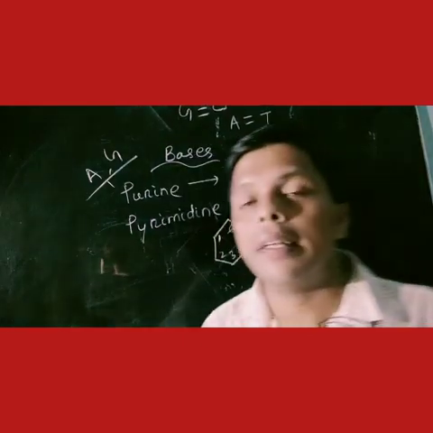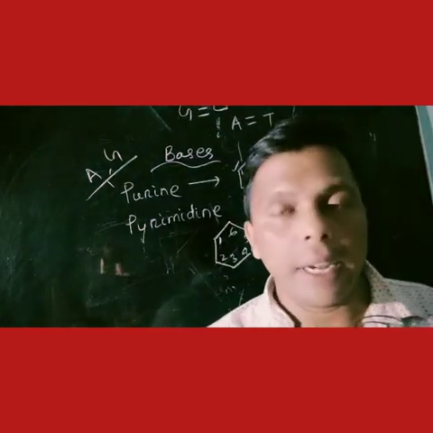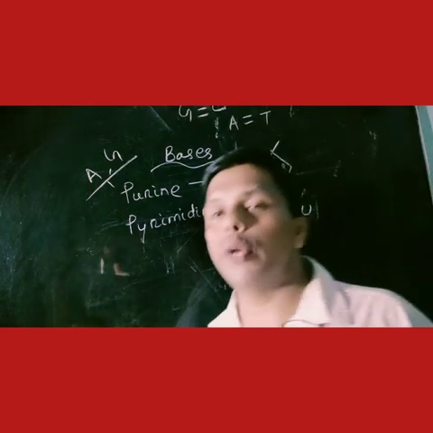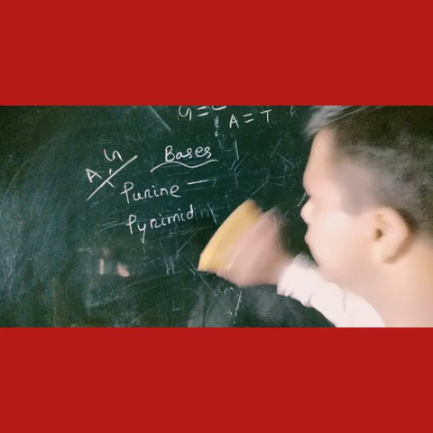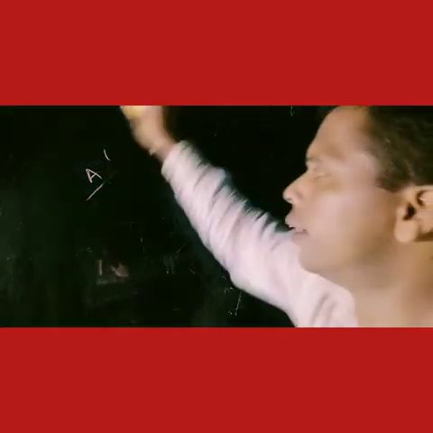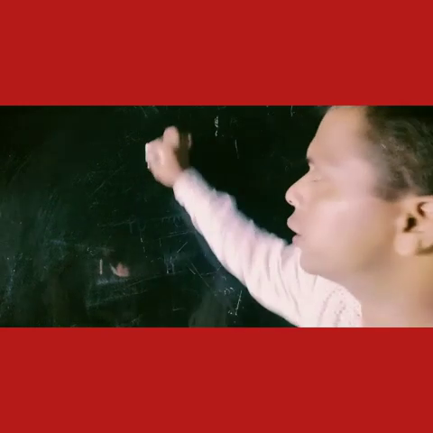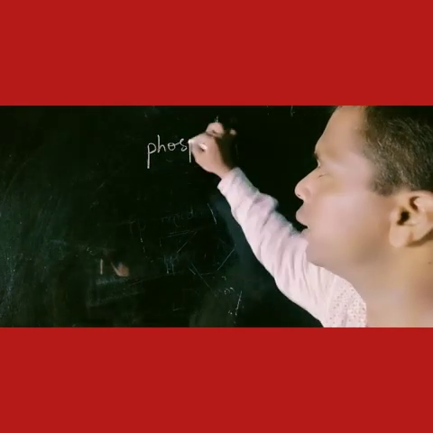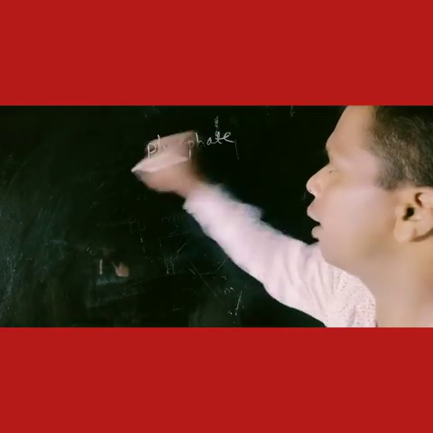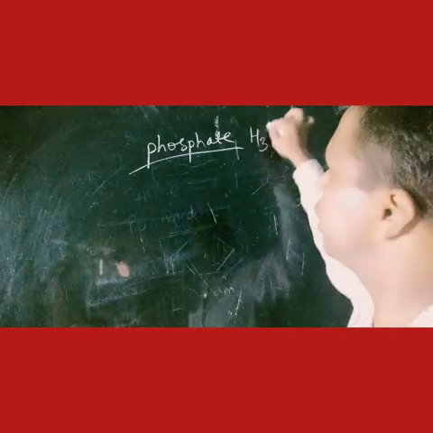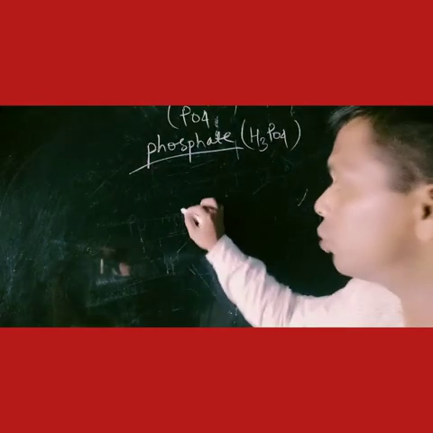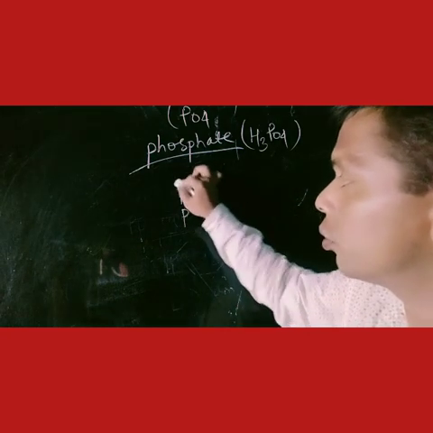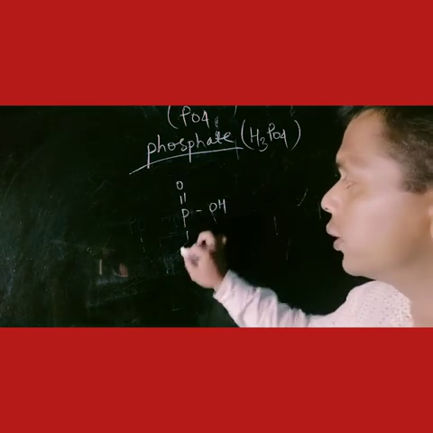After bases, next come to the phosphoric acid or phosphate. The phosphoric acid or phosphate is represented by H3PO4, with OH groups.